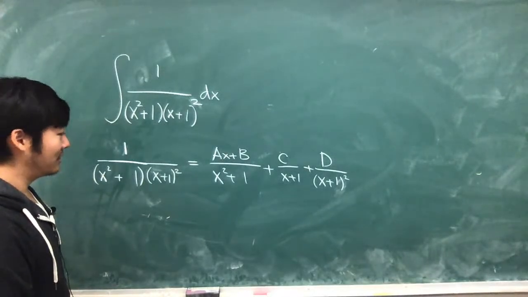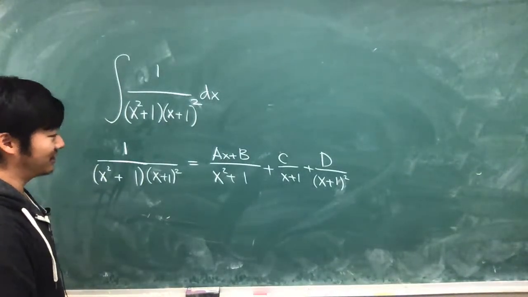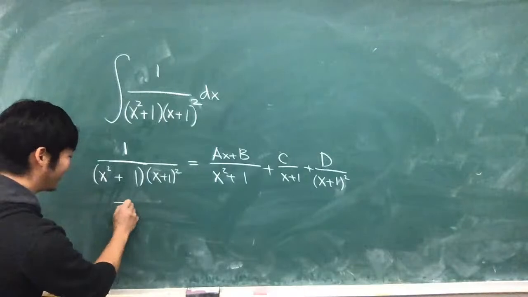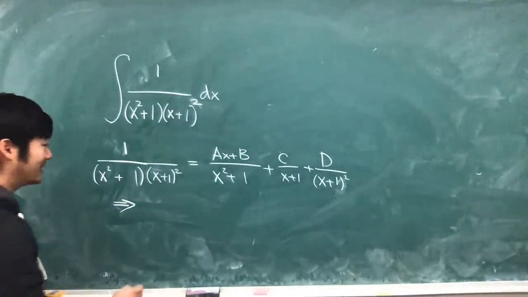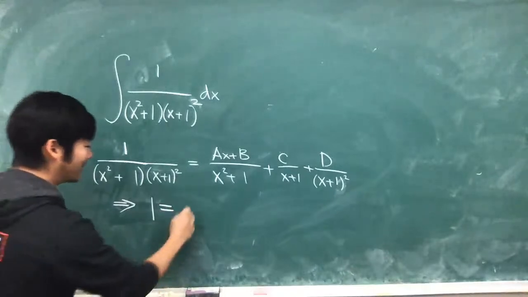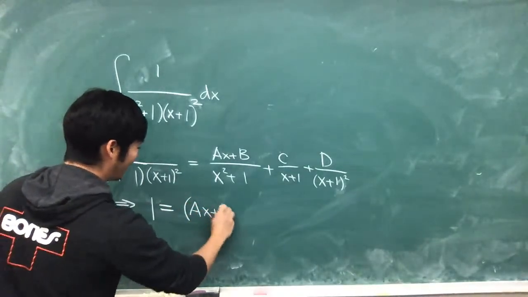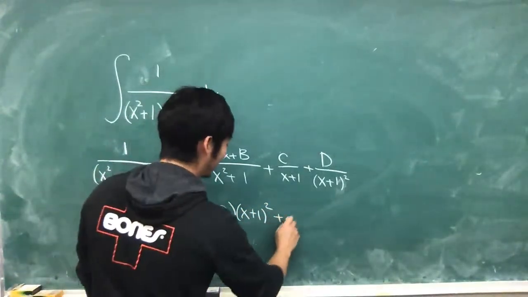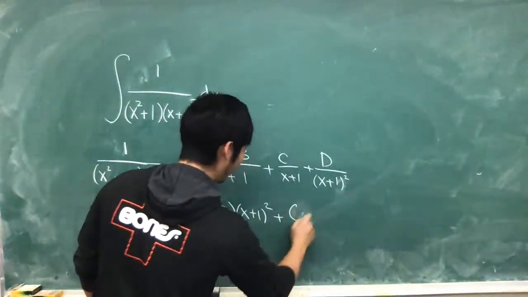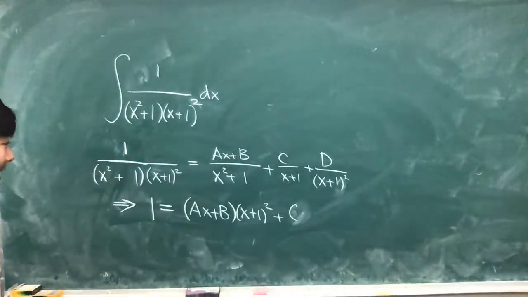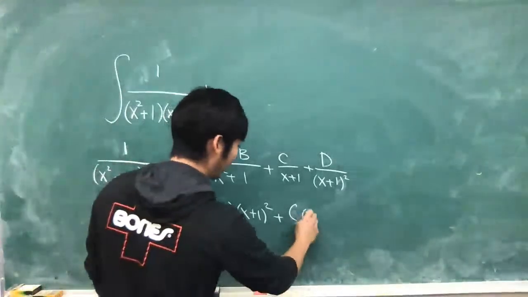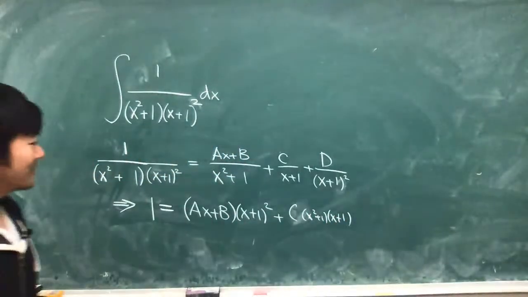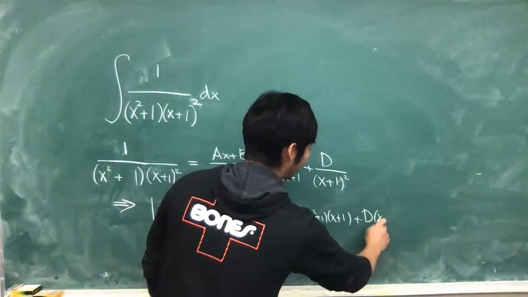But how you solve it is still the same, except it's a little bit more tedious. Actually, a lot more tedious. So you multiply this onto this side. So what you end up with is going to be 1 equals ax plus b times x plus 1 squared, plus c times x squared plus 1 times x plus 1, and d is going to be d times x squared plus 1.